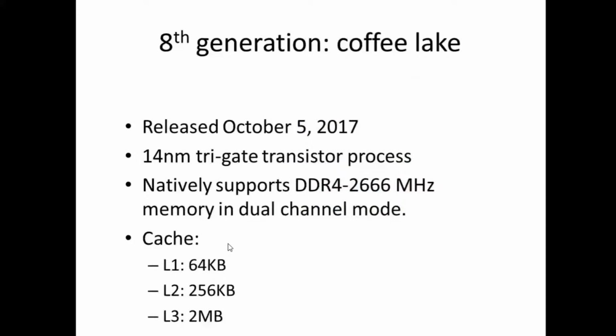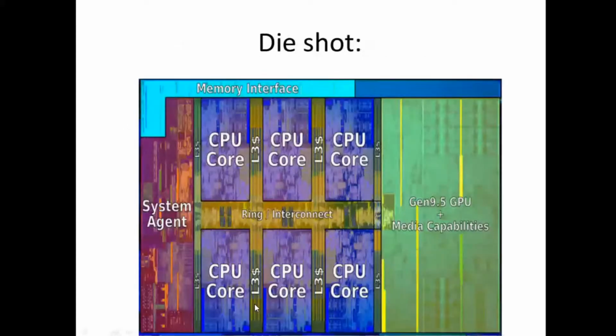The eighth generation was Coffee Lake, released in 2017, manufactured with the 14 nanometer process. Again, the cache memories here were almost the same. This is the die shot. It shows us the cores, the interconnects and the GPU. Higher multimedia capabilities.